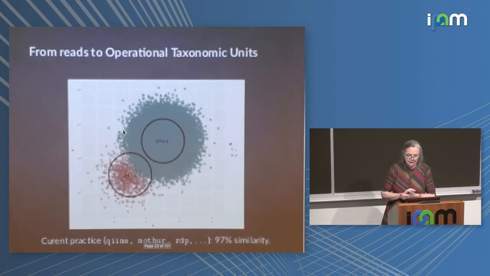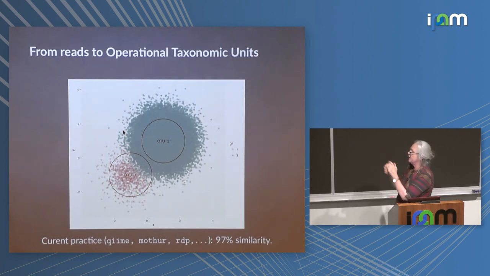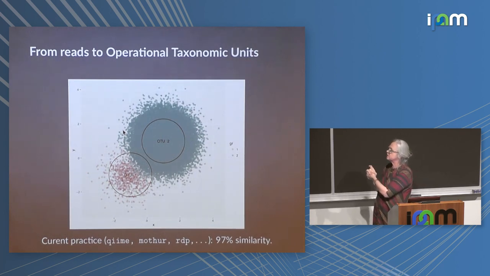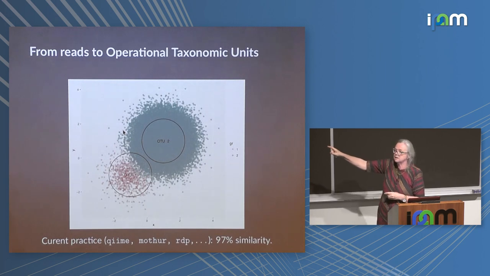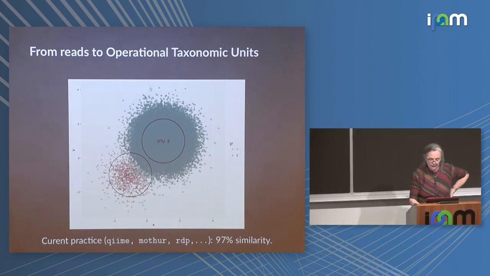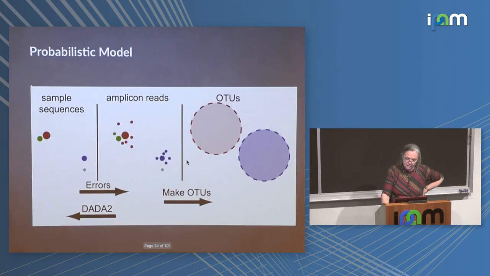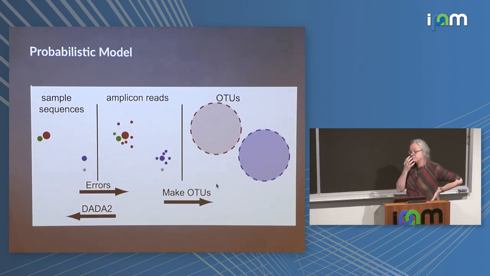So this is what you get. And if you did the 98% similarity, it would define OTUs in the old way, you'd get this. And this is completely wrong because it's not using the fact that here I have 100,000, so I have many more opportunities for errors. So we rewrote data to be very efficient.